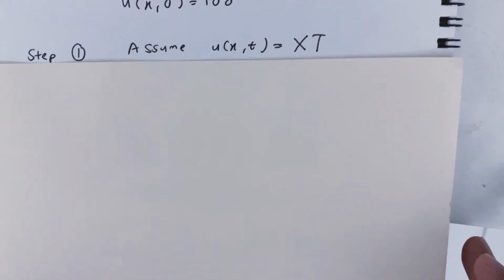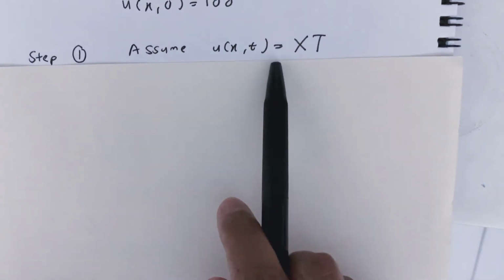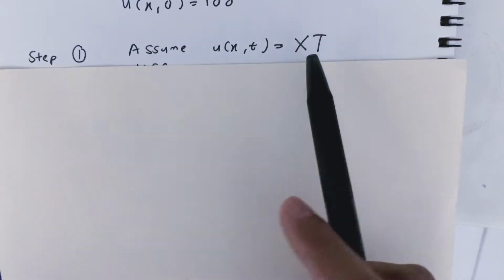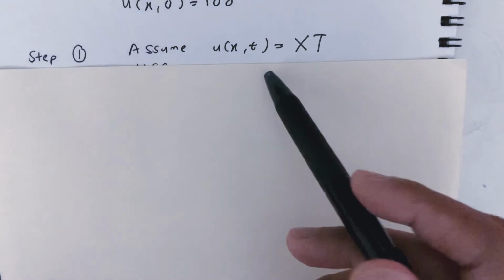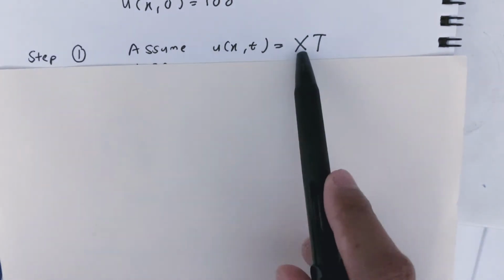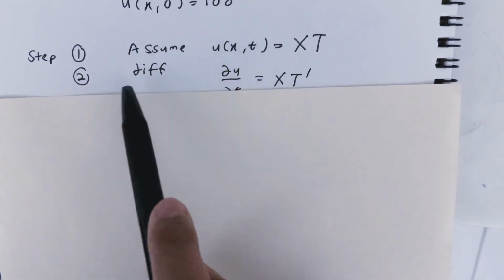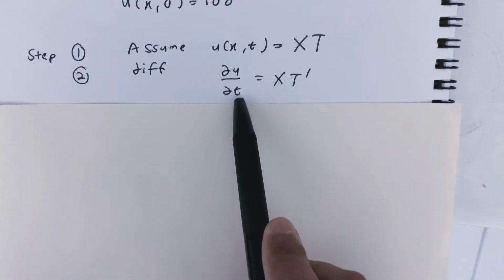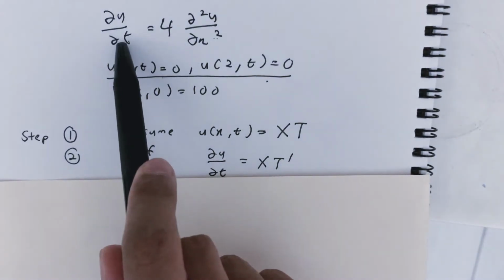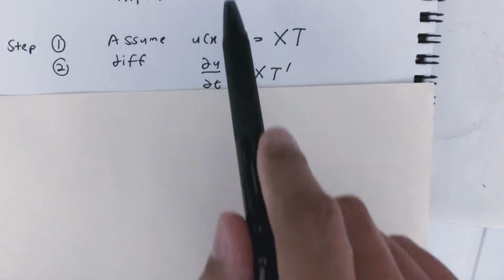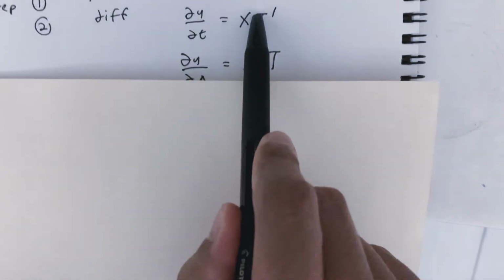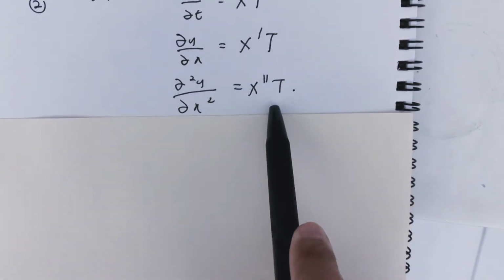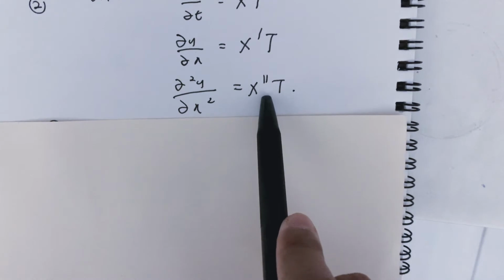First step, we need to assume the solution for u(x,t) equals X times T. This is the same step as the previous example, so we're still going to use the assumption. Second, we're going to differentiate it with respect to t, du/dt, because in the heat equation we have du/dt on the left-hand side. And for d squared u/dx squared we need a double differentiation, because there is a double derivative on the right-hand side, so we're going to get X double prime T.